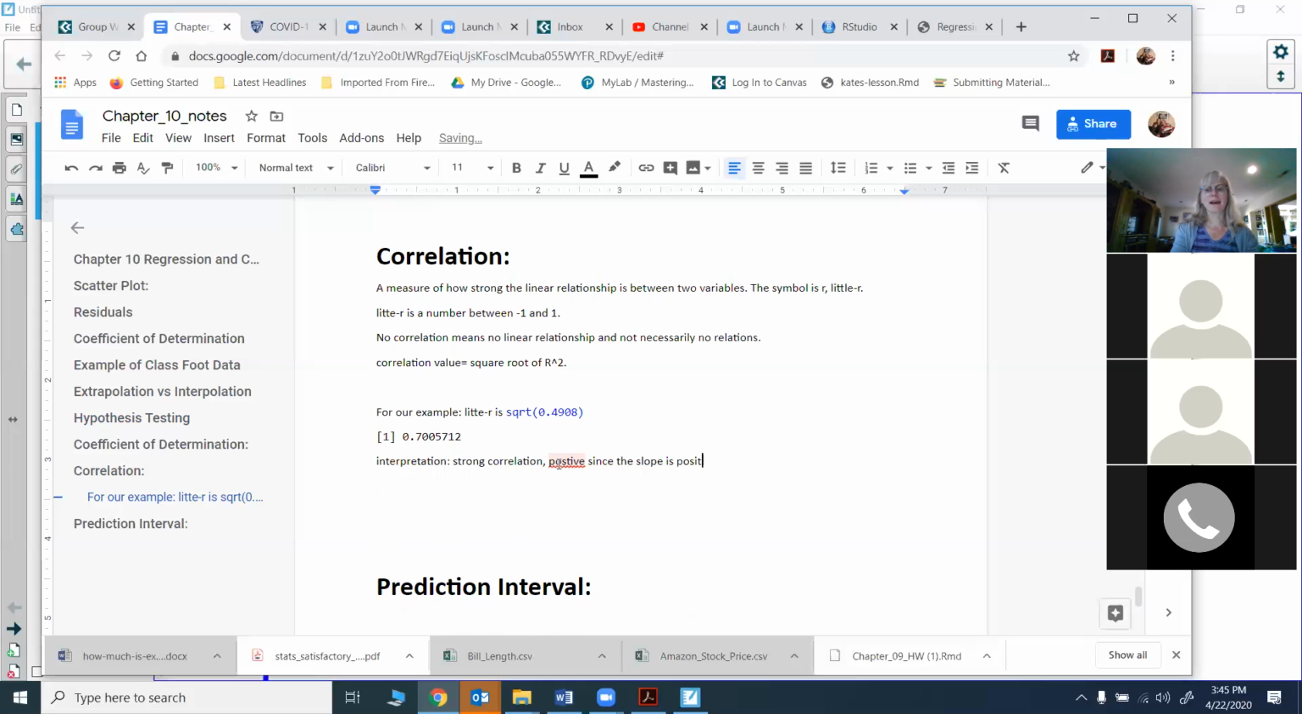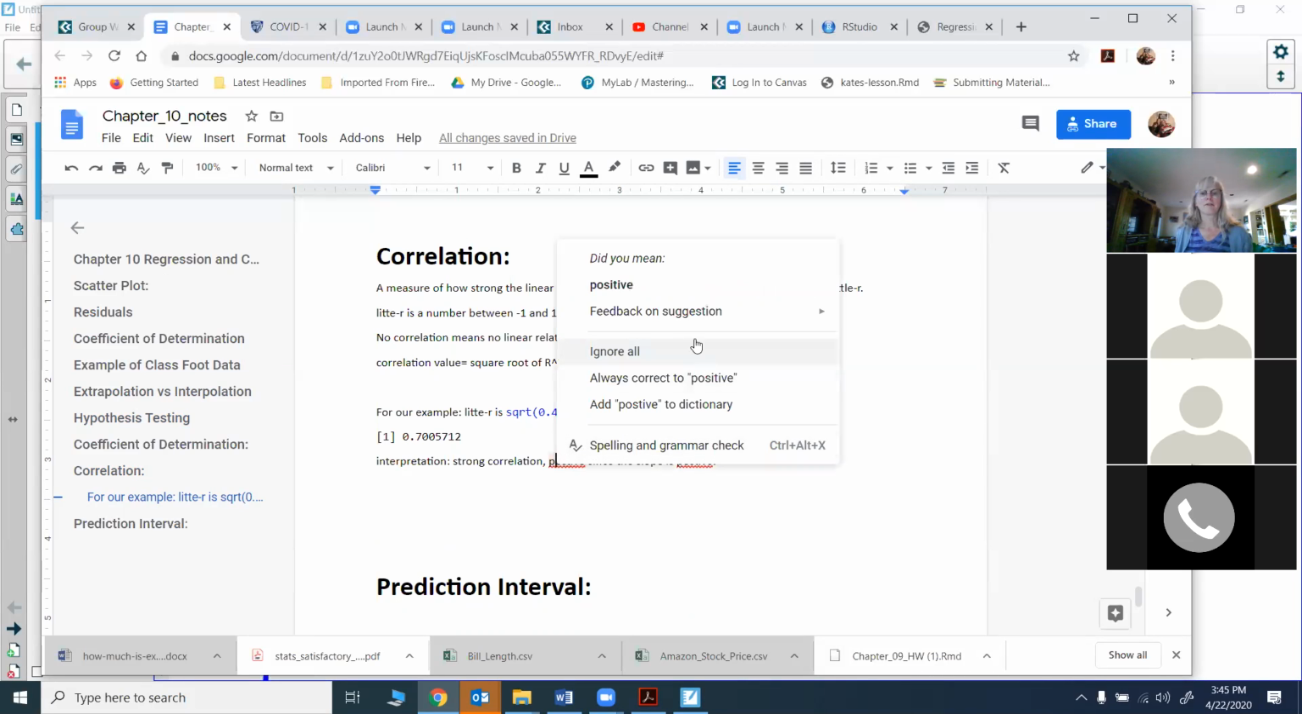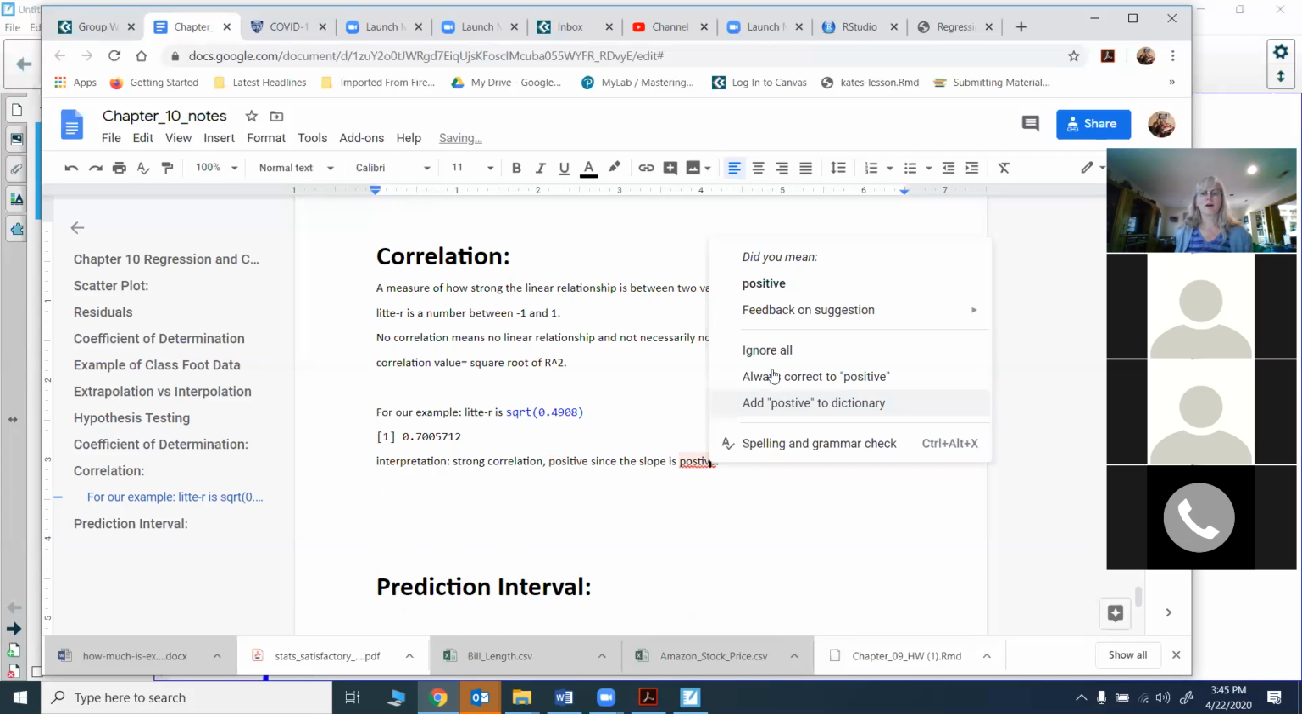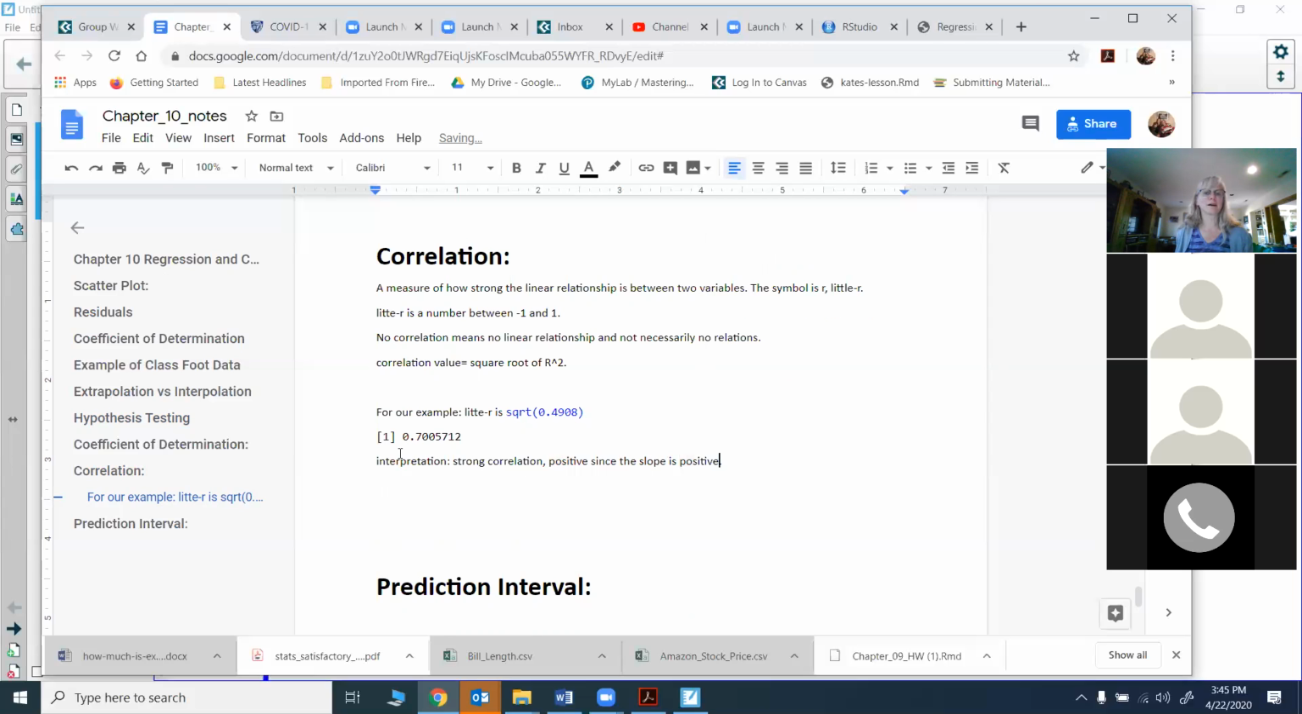All right, and that's it for finding correlation. That's all you do to find correlation. Notice R doesn't care about finding correlation itself, so it does it this way. There is a way to make it do it. I think it's something like cor of your variables or your linear model, something like that, but it's just easier to take the square root of your R squared. Then you just have to put the sign on it and say it is positive since the slope is positive.